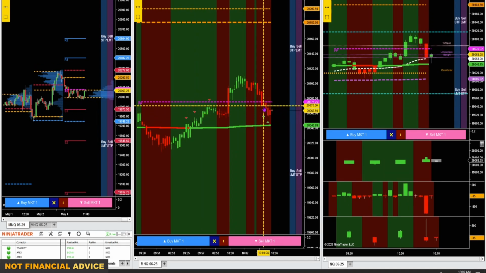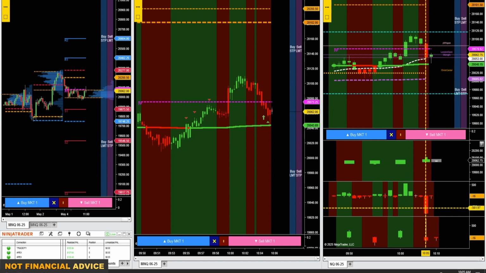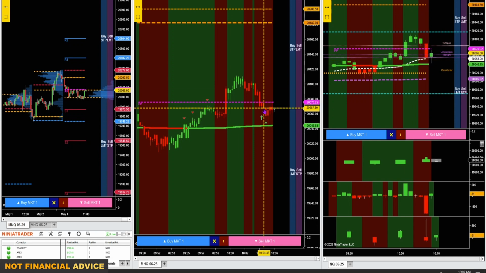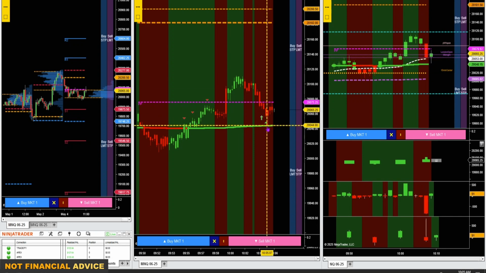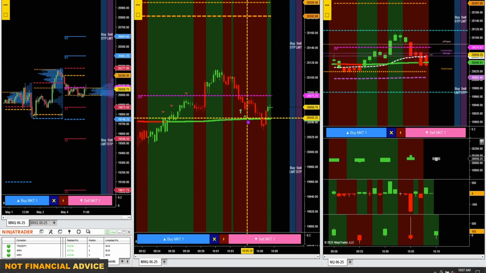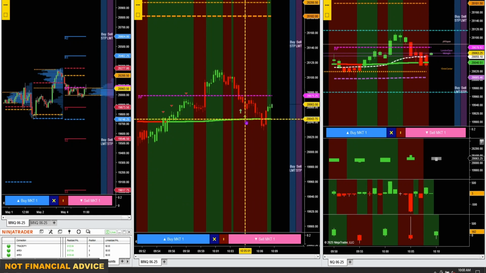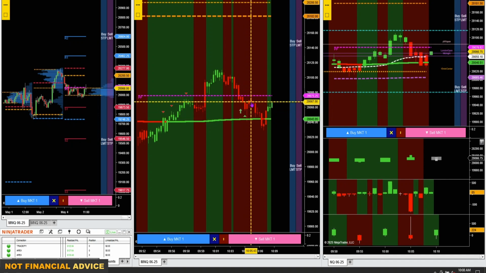We started closing below the pivot. We had a ton of negative delta on the 1 minute right here. I was looking for it to pull back to VWAP after we closed below the pivot point. We did indeed pull back to VWAP, dropped down 20 points there. We had some reversal and divergence building up as we're coming down to VWAP. Had a nice bounce right off of VWAP.